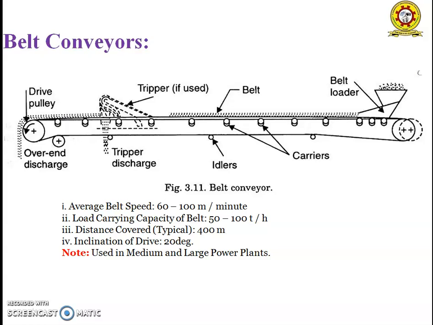Distance covered is 400 meters. Inclination of the drive is 20 degrees. And it is used for medium and large power plants.